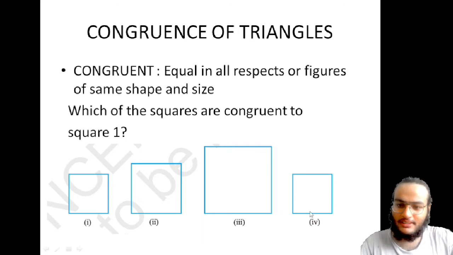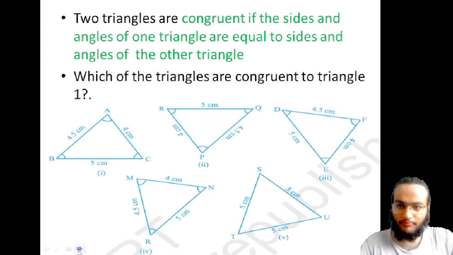Given these squares, which of the squares are congruent to square 1? Of course, we can clearly distinguish that square 4 is congruent to square 1 as the sides are equal to square 1.